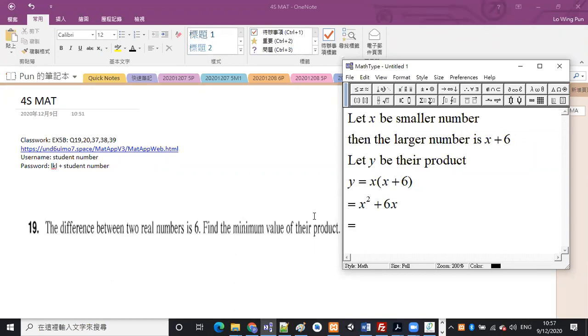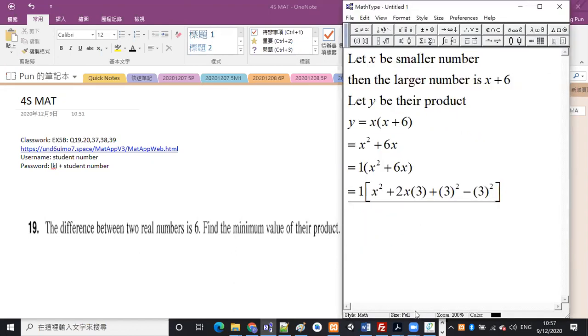Okay, so the a is 1. It's like this: x squared plus 6x, and then plus 3 squared minus 3 squared, like this. Okay. And then the first three terms will form a perfect square, minus 9, and then it is 1 times x plus 3 squared minus 9. Okay. And the k value will be equal to negative 9. And the h value will be negative 3. Is it okay?